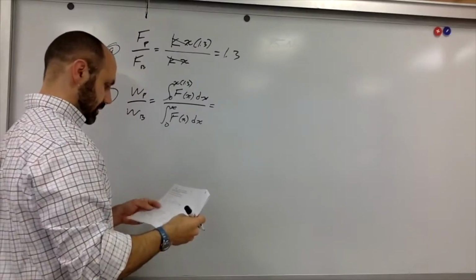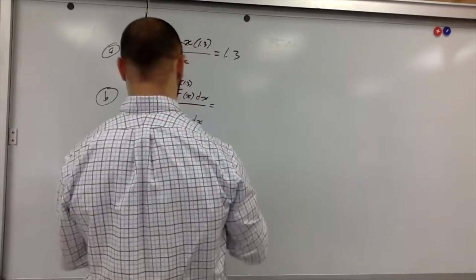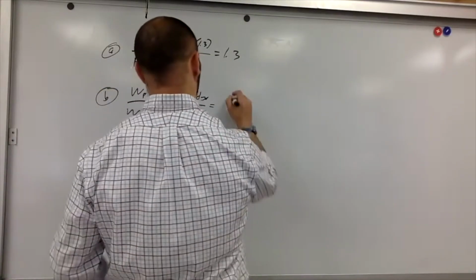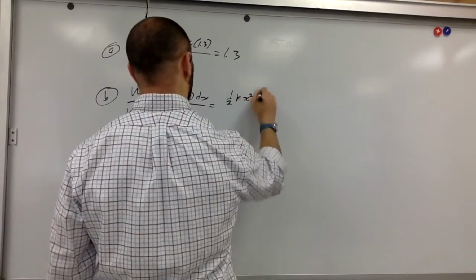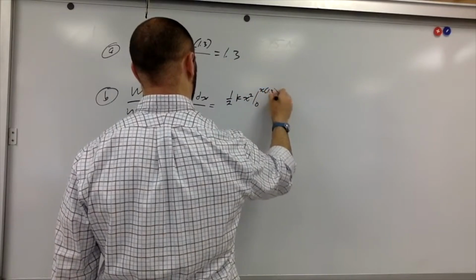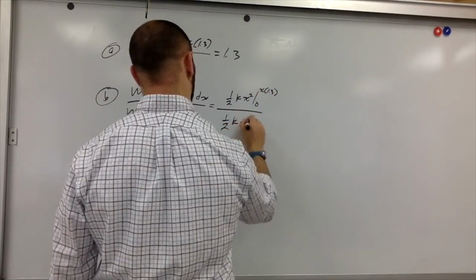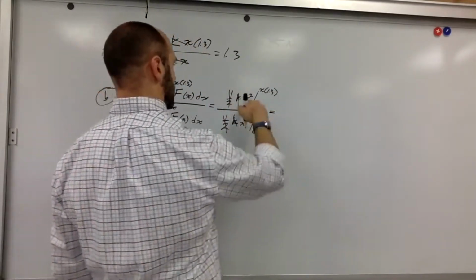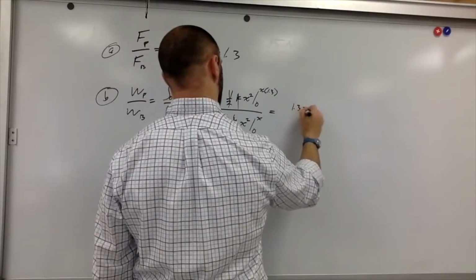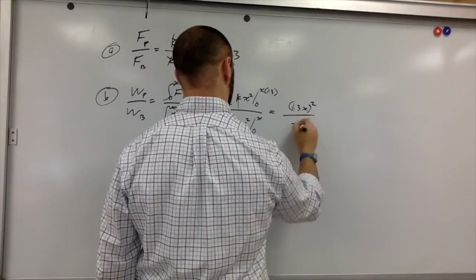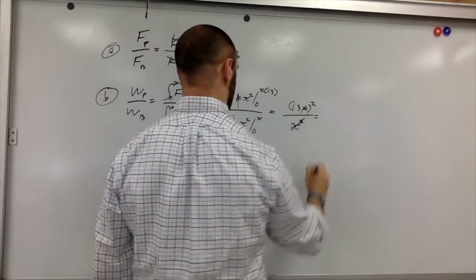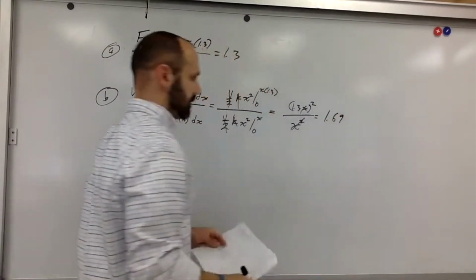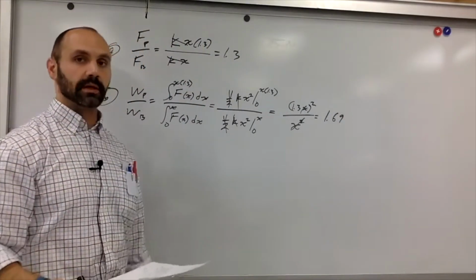So this one's going to end up being... do we know? We're just assuming this is kx. So this is 1/2 kx squared from 0 to x times 1.3 over 1/2 kx squared from 0 to just x, right? So these all cancel out, and this becomes 1.3x squared over x squared. So these things cancel, and I'm left with 1.3 squared, which is about 1.69. That's the ratio. He does 1.69 times as much work as the bio student.